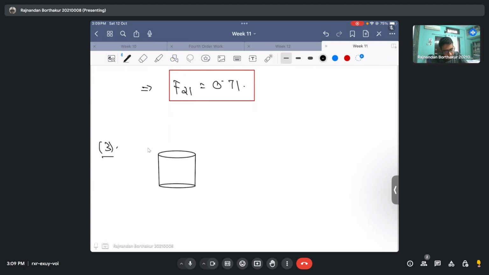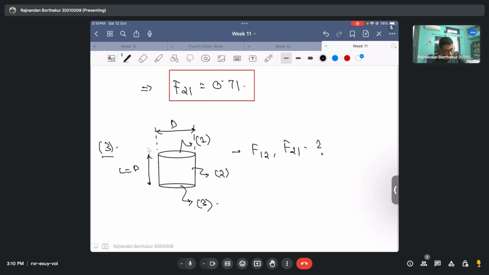So what they say is this surface was given to be 1. The name of the surface was of course 1. The curved surface was 2, and of course this was 3. It has been given that d, the diameter of this cylinder, and the length l is also equal to d. That is given in your question. In this regard, they ask us to find F12 and F21. Okay, so let's first start. This is something that we need to find out in this exercise.